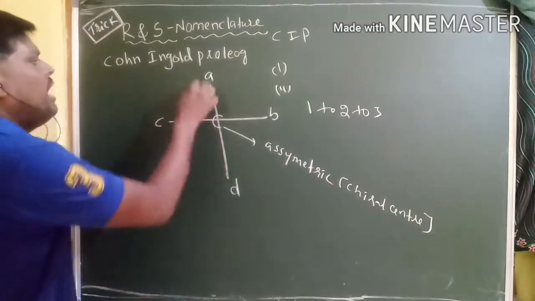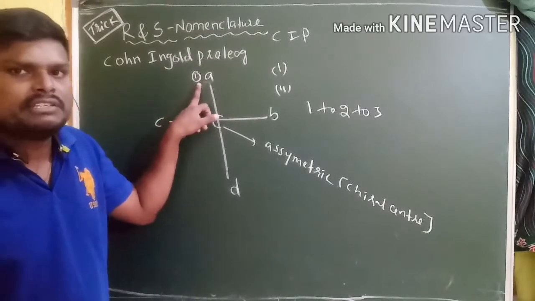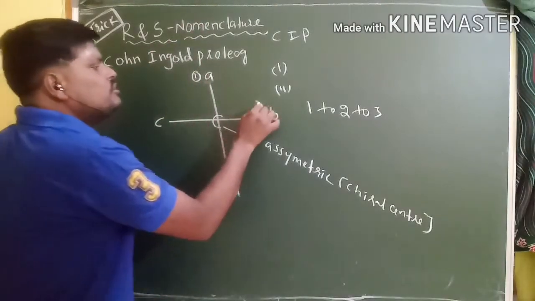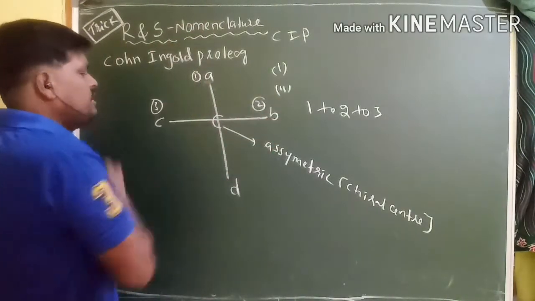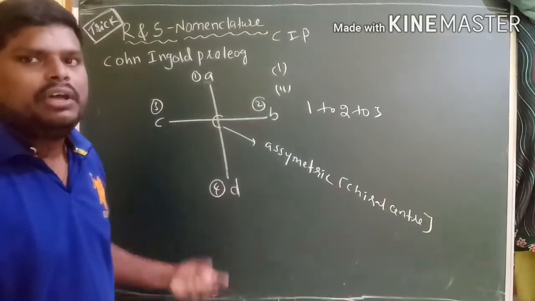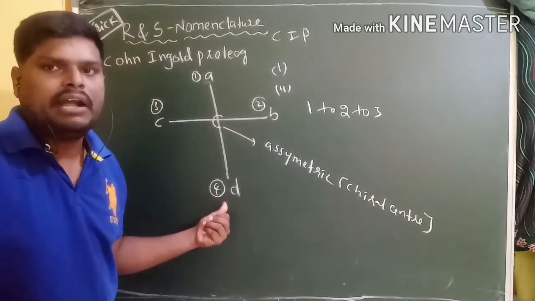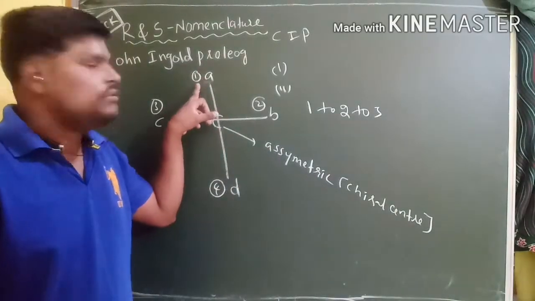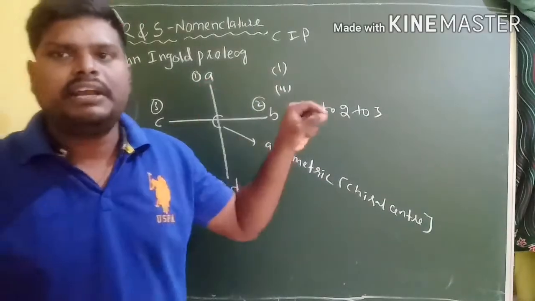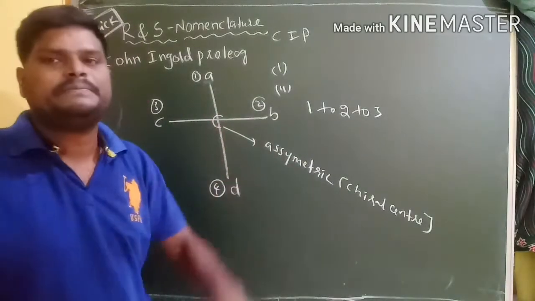Now coming to this one, I want to give one number for this A. Because 1 is the highest priority, 2 second priority, 3 third priority and the fourth one is the least priority. So what is the least priority group here? D is our least priority. And what is the highest priority here? 1 is the highest priority. This is the way to assign priorities to the atoms or groups attached to the chiral center.